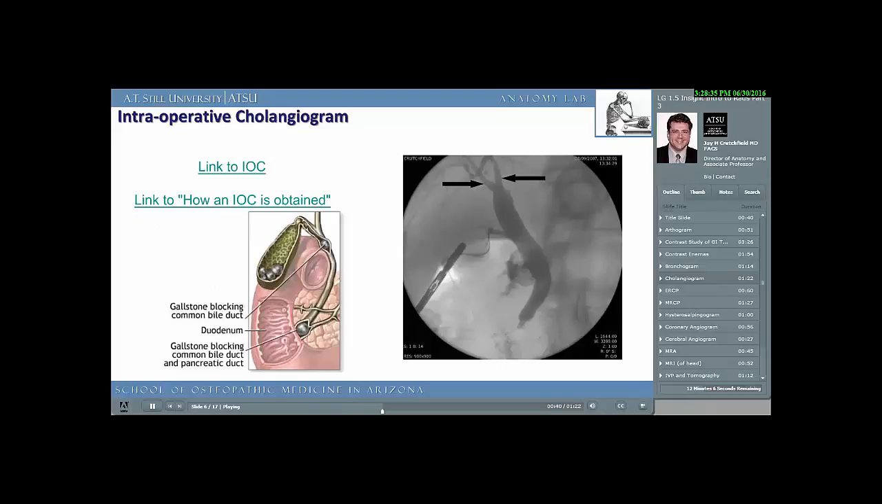This contrast material is injected using a plastic catheter placed directly into the bile duct via the cystic duct, is used in the operating room, and also contains iodine, and fluoroscopy is used to obtain these images. To see how the images are obtained, click on the associated links and watch the video.